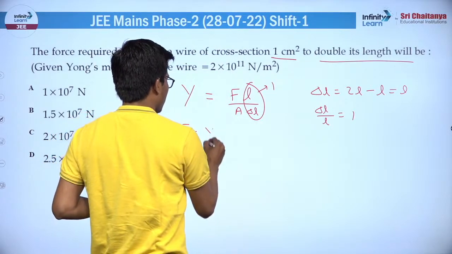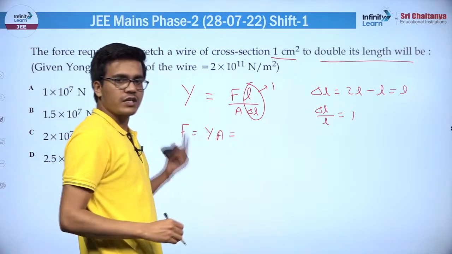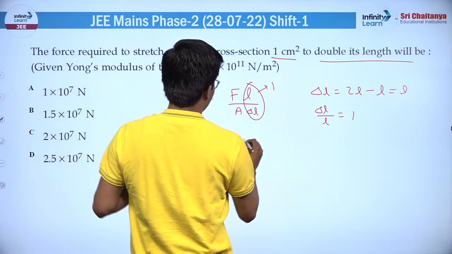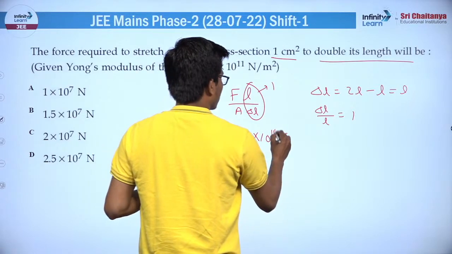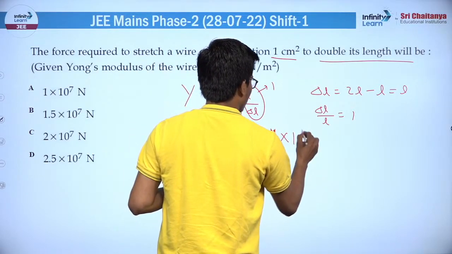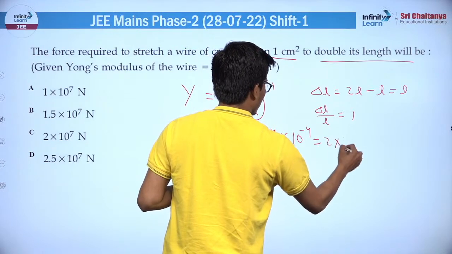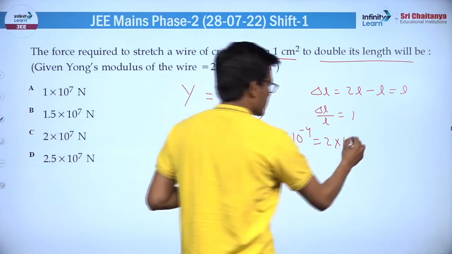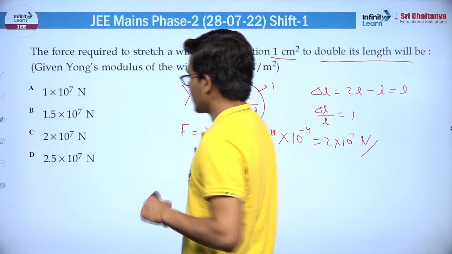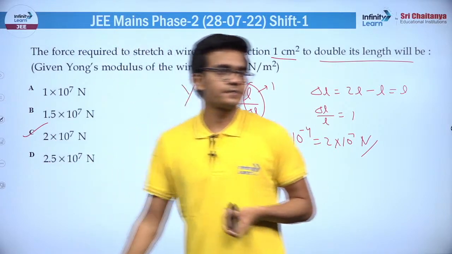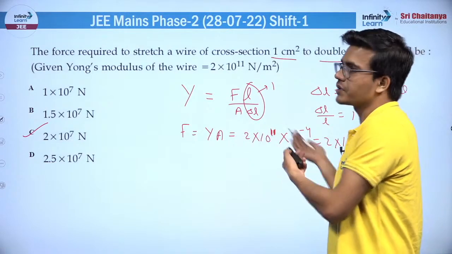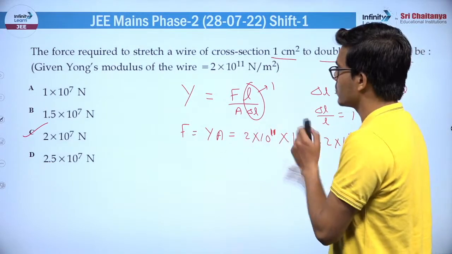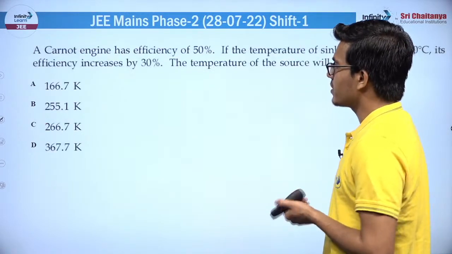So just multiply by A into Y, right? Y is given to you as 2 into 10 to the power 11, and area is given as 1 centimeter square, meaning 10 to the power minus 4. So the answer should be 2 into 10 to the power 7 Newton, right? That is option C. Again, a direct formula based question, and even according to the calculation it's a simple question. So it is a very easy question of this paper.